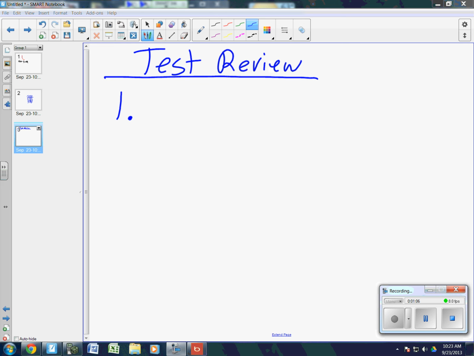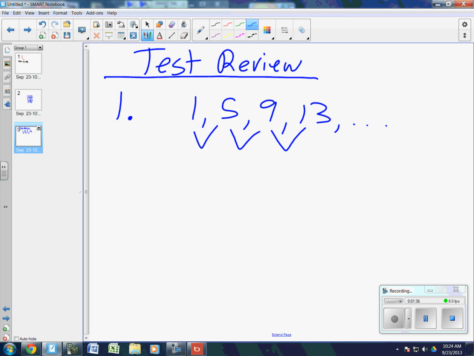Okay, so there was a mistake on number 1. It should be 159, what? 13. Okay, so we follow the pattern. We already know it's linear because it said it's linear. But what is the constant difference between terms? Well, it's not supposed to be 12. That was a typo. So cross out 12, put 13.